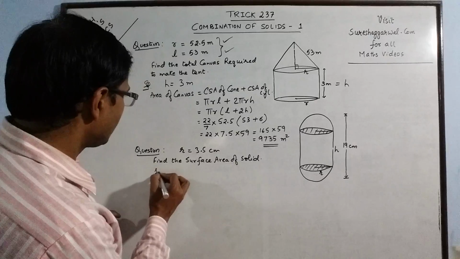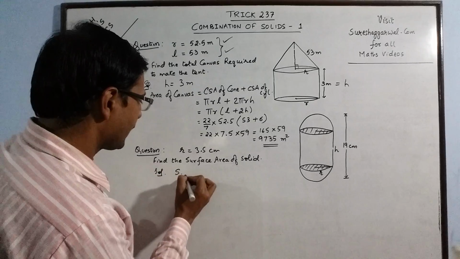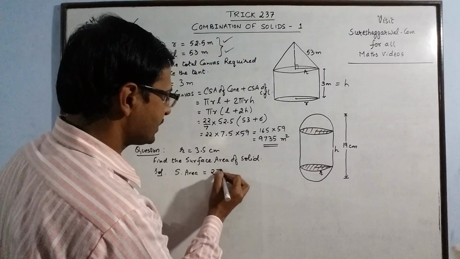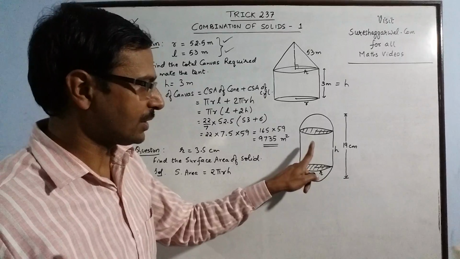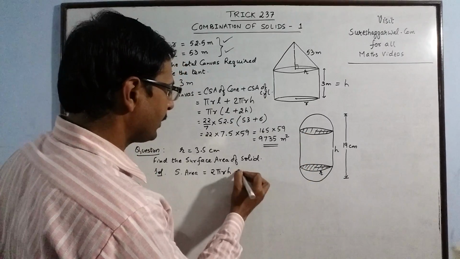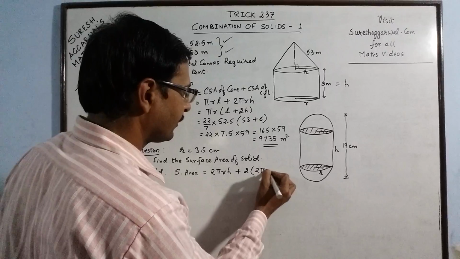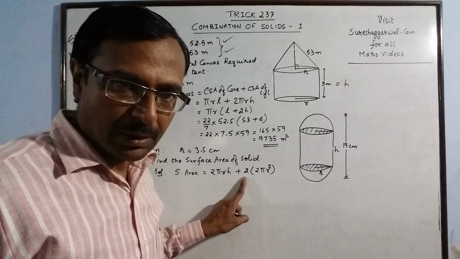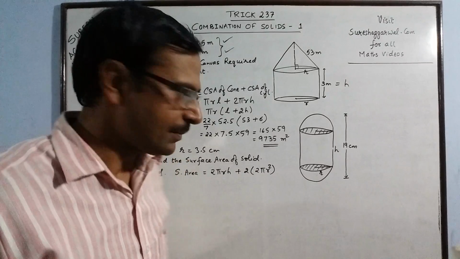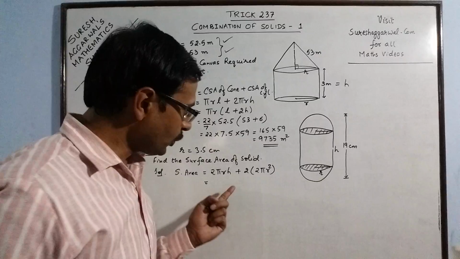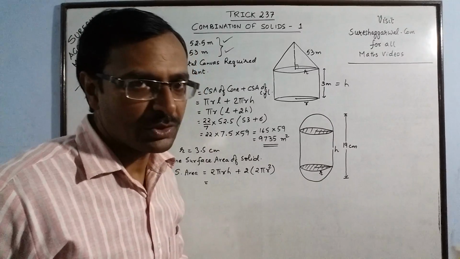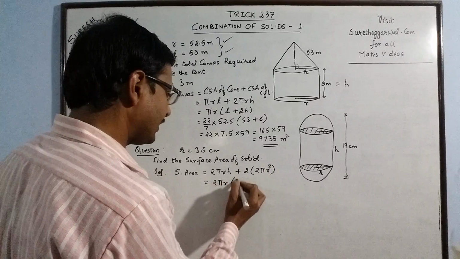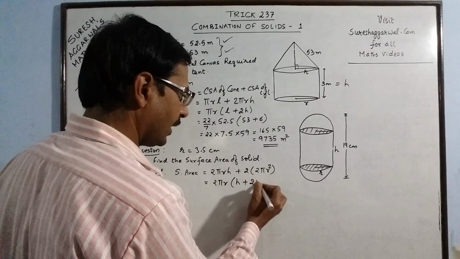So in the solution, the surface area is equal to the CSA of the cylindrical part, followed by double the CSA of the hemisphere. We have two hemispheres, so I have written double the CSA of one hemisphere. Now again you have to take common, and if you take common, the calculations will be very easy. So 2 pi r is common, and we are left with h plus 2r.